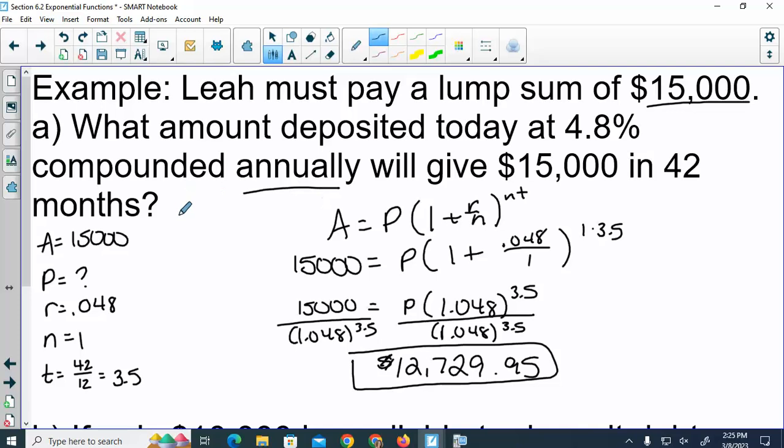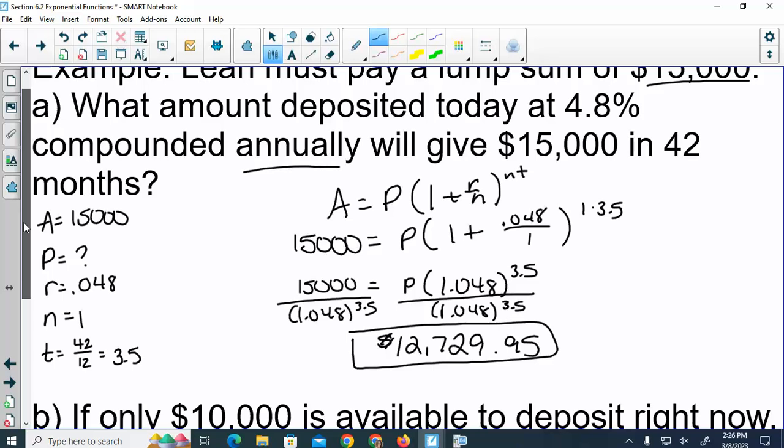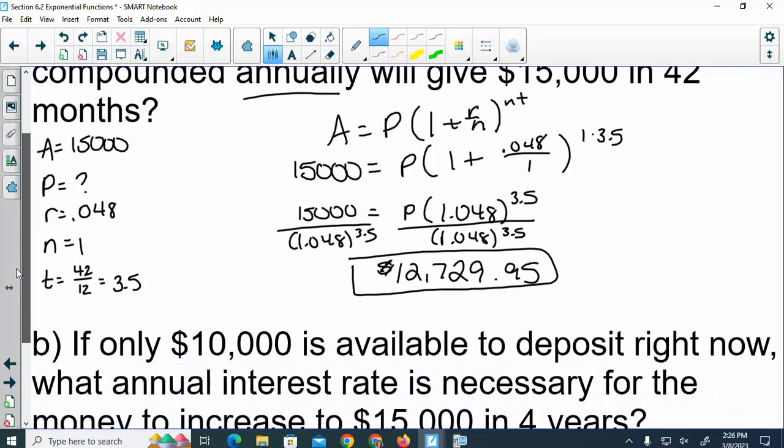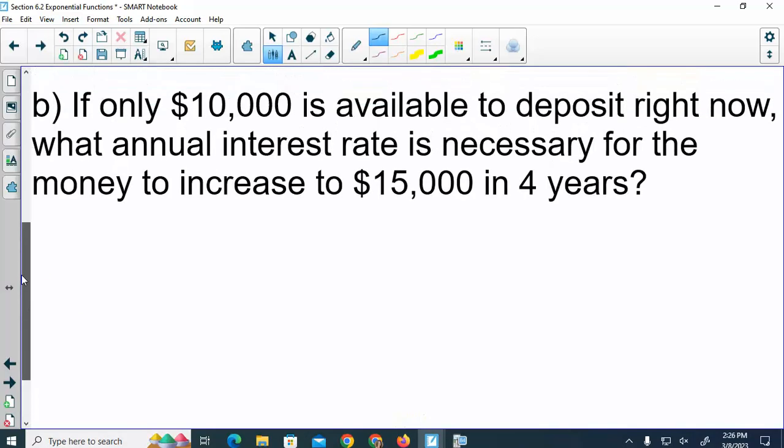That's crazy because she's not going to get that right away. Wait, in 42 months? No, she has to start with that, because it has compounded, which will increase your amount, but only once a year. That's crazy. Okay, so let's say she doesn't have that much. Let's say she only has 10,000 right now.